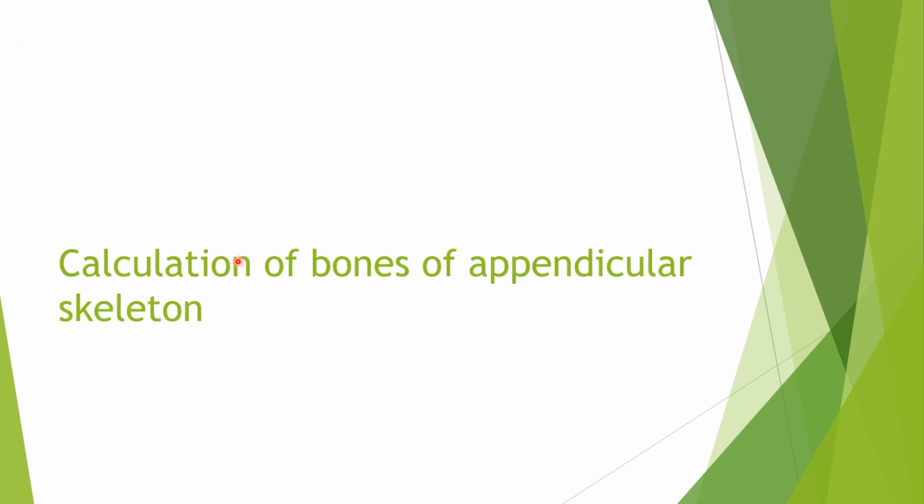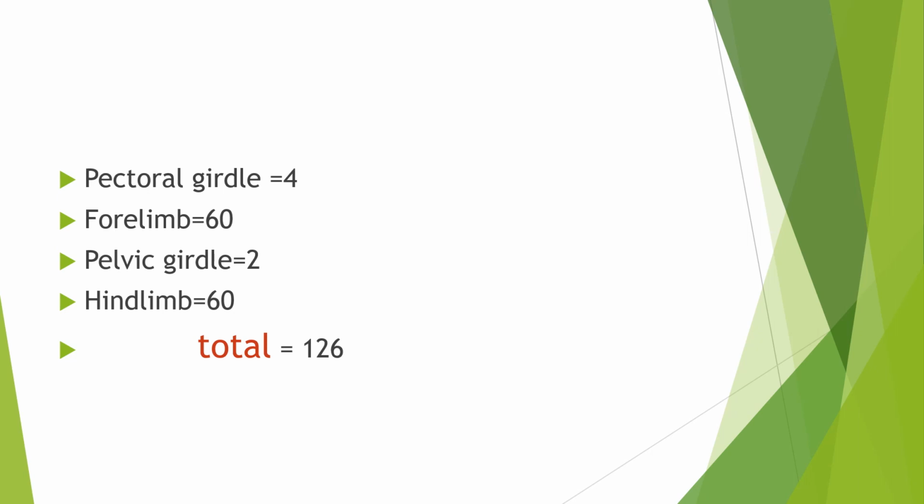Next we are going through the calculation of bones of the appendicular skeleton, that how many total bones are present in the appendicular skeleton. So you have studied the pectoral girdle in the last lecture. I will give the link in the description box. If you have not studied yet, then you can study them. So that 4 bones in the pectoral girdle, we have counted forelimb bones that were 60. Pelvic girdle has 2 bones and hind limb has 60 bones. So there are a total of 126 bones in the appendicular skeleton.